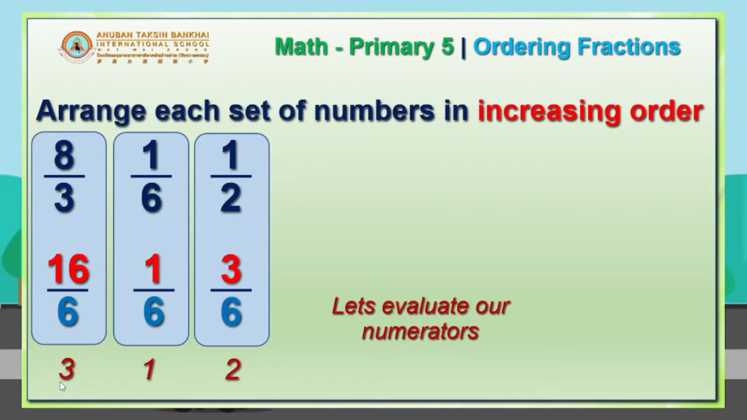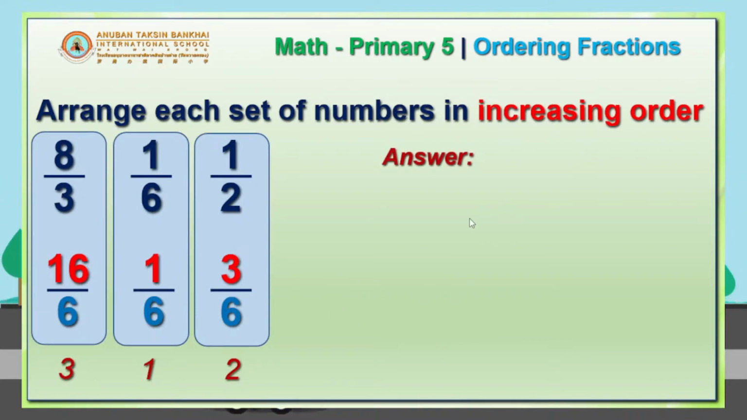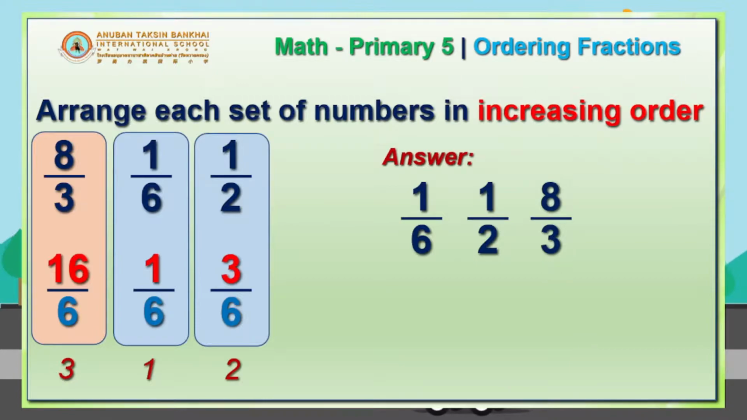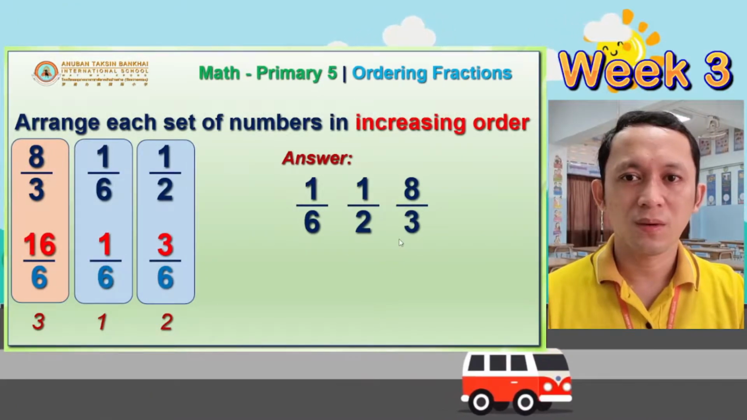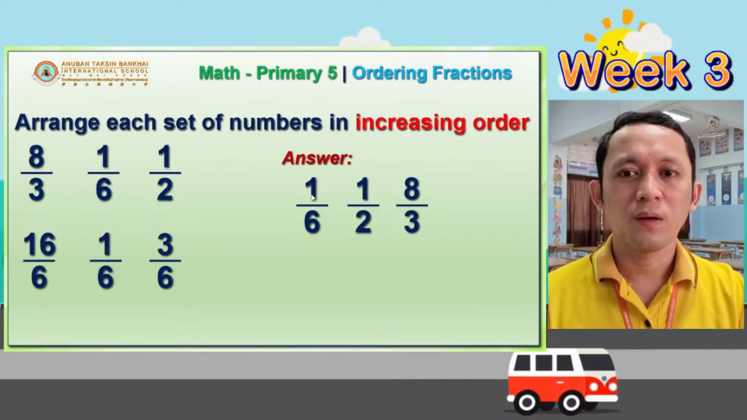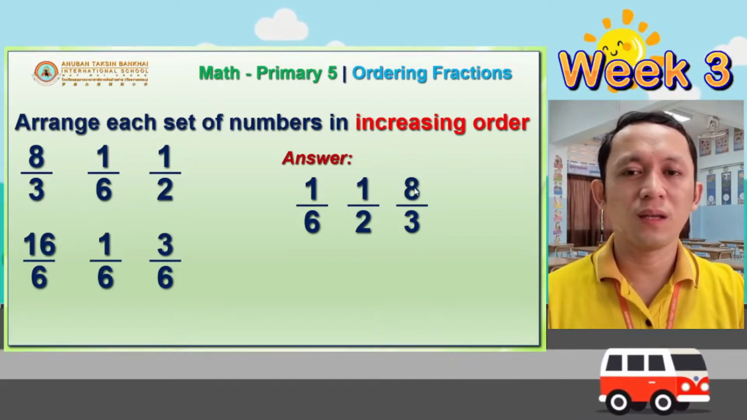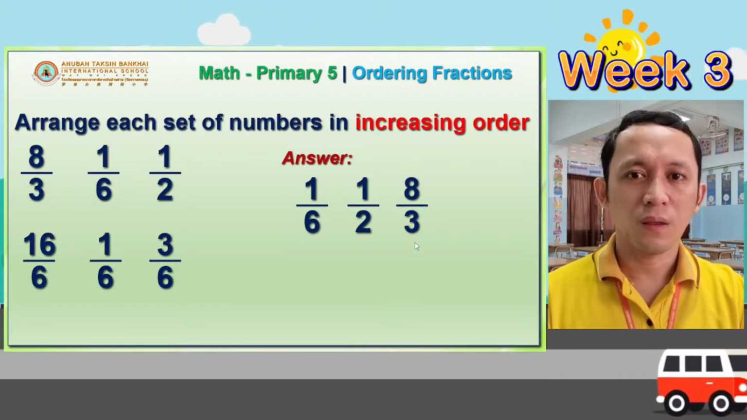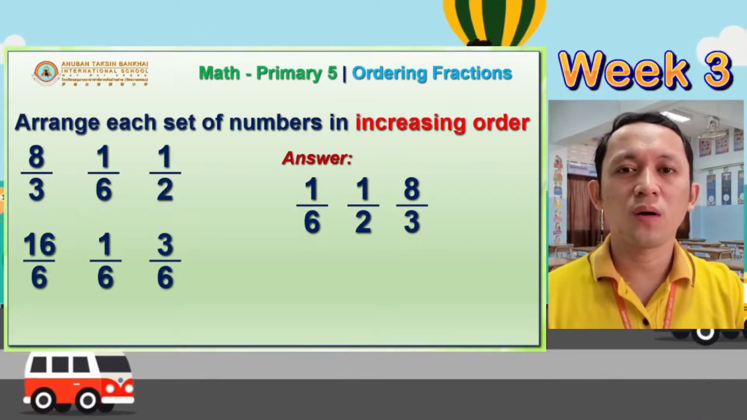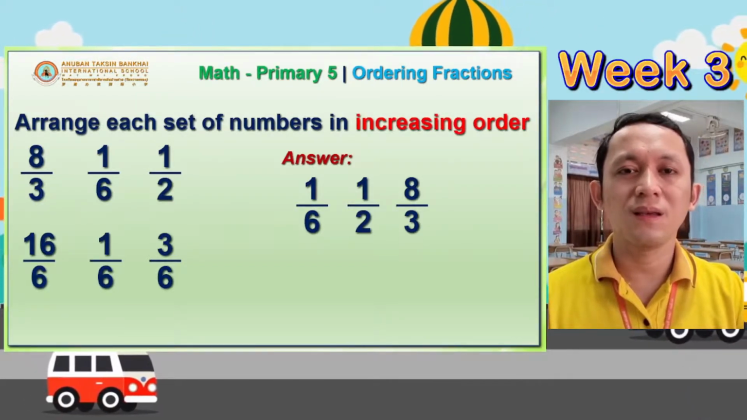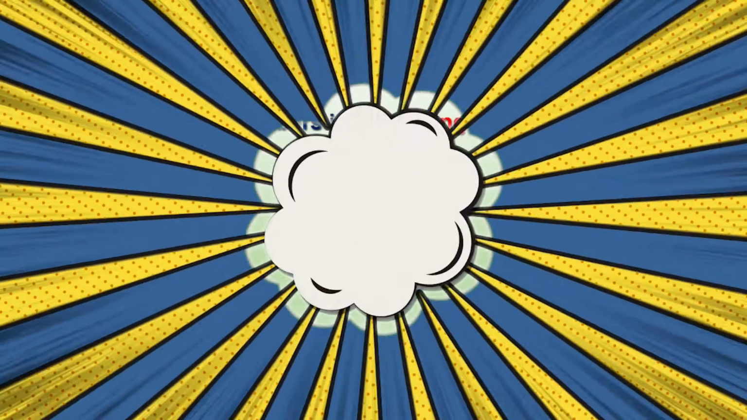So if we're going to arrange that, let's write the original numbers. We have 1 over 6. Next, we have 1 over 2. And our largest number, which is 8 over 3. So again, our answers will be first 1 over 6. Next is 1 over 2. And the last one is 8 over 3. So that's it. That is how you arrange numbers or fractions in increasing order.